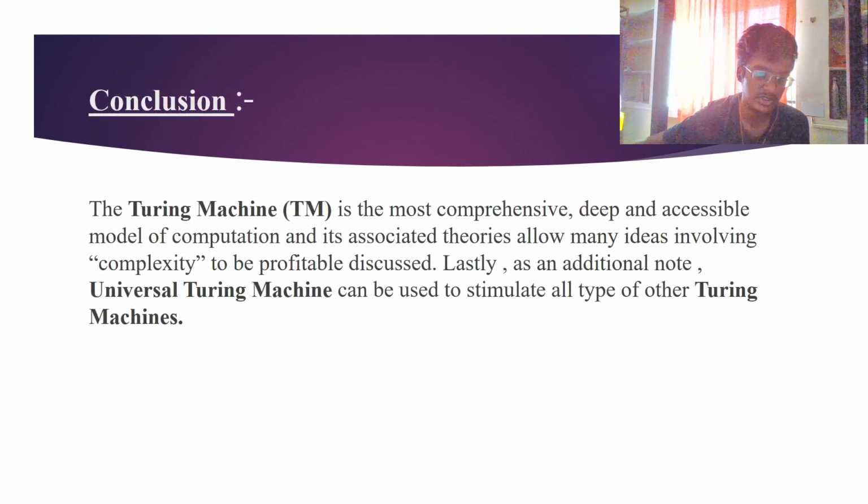So the conclusion of my presentation is that the Turing machine is the most comprehensive, deep, and accessible model of computation, and its associated theories allow many ideas involving complexity to be profitably discussed. Lastly, as an additional note, a universal Turing machine can be used to simulate all types of other Turing machines.